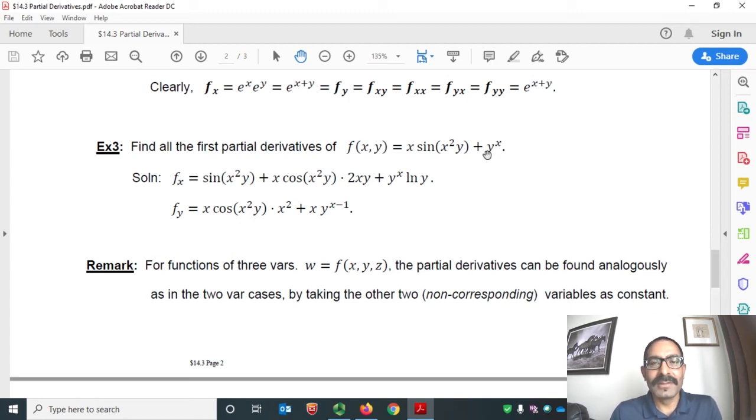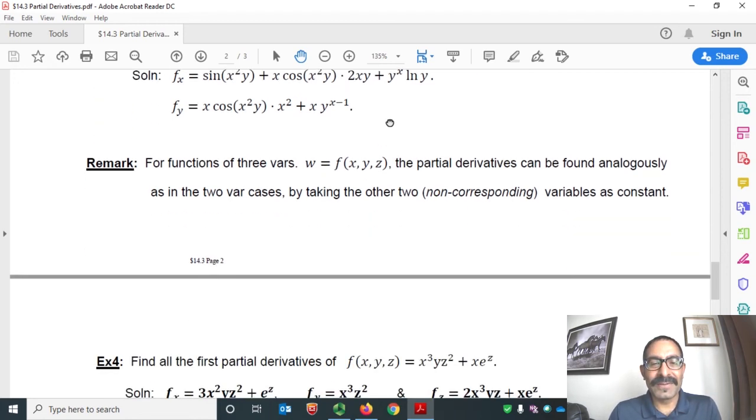And for the last term, which is y to the x, we are taking the derivative with respect to x, so y is constant. By the formula, we know the derivative of a to the x with respect to x is a to the x ln a. So now here it is y to the x ln y. Similarly, the partial derivative of f with respect to y becomes x cosine of x squared y times x squared plus x y to the x minus 1. For the last one, we are taking the derivative with respect to y, so x is constant. Then we can apply the power rule: x times y to the power x minus 1. I hope this makes sense to you all.